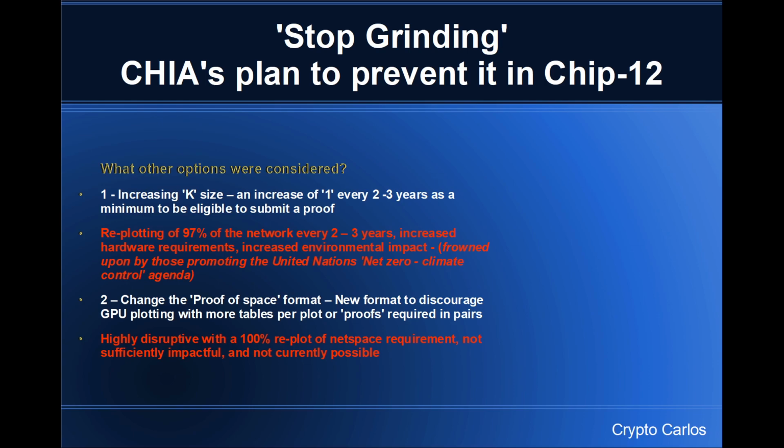Option 2 was to change the proof of space format in its entirety, a new format to discourage GPU plotting with more tables per plot or proofs required in pairs. This was rejected also because it's highly disruptive with a 100% replot of net space requirement. Not sufficiently impactful and not currently possible, they said. So that is it. That's the gist of it.